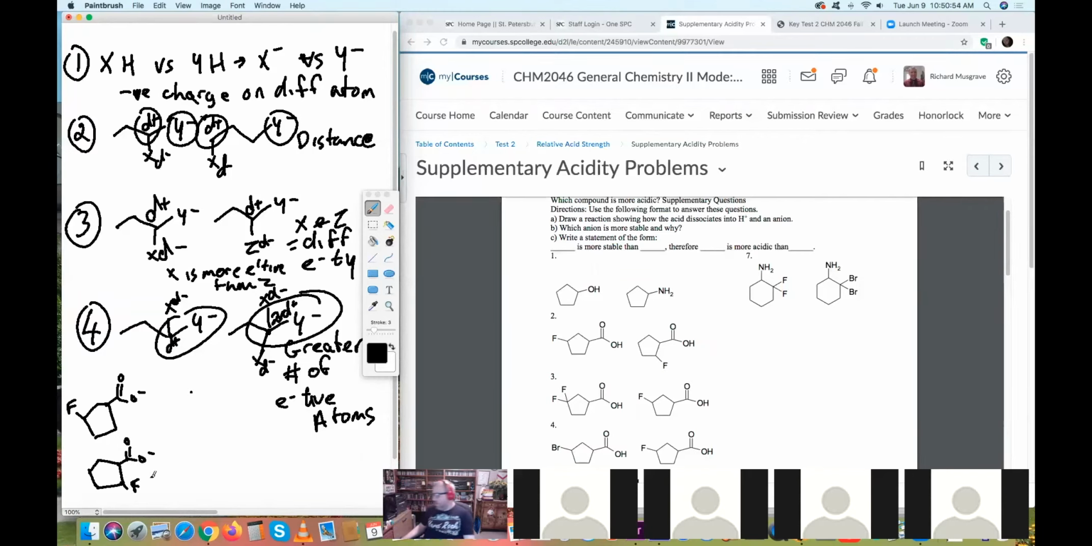Okay, so what scenario would match that case there? 1, 2, 3, or 4? I think distance. They're all the same, but one is closer. Right. The F is in a different location in one relative to the other one. So it's scenario 2.